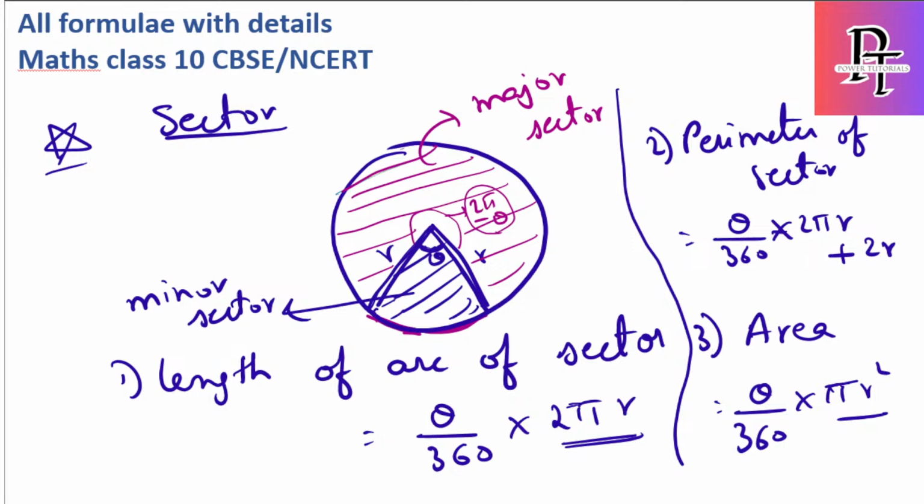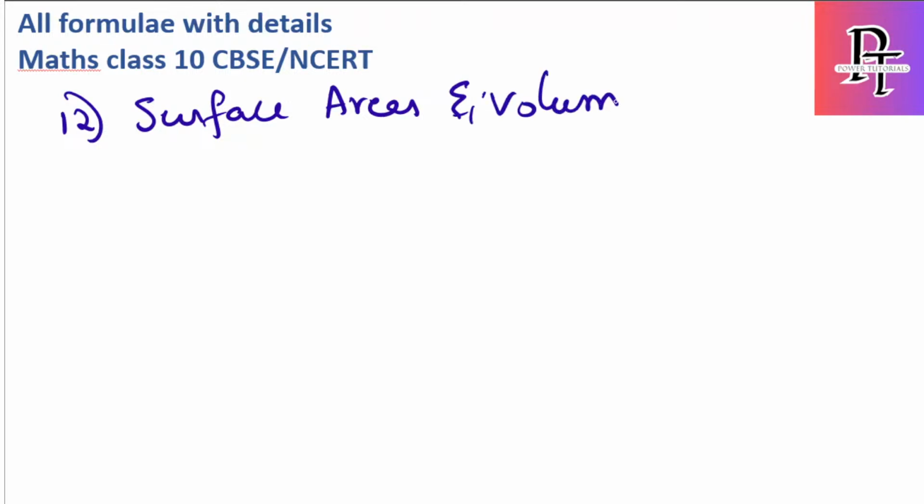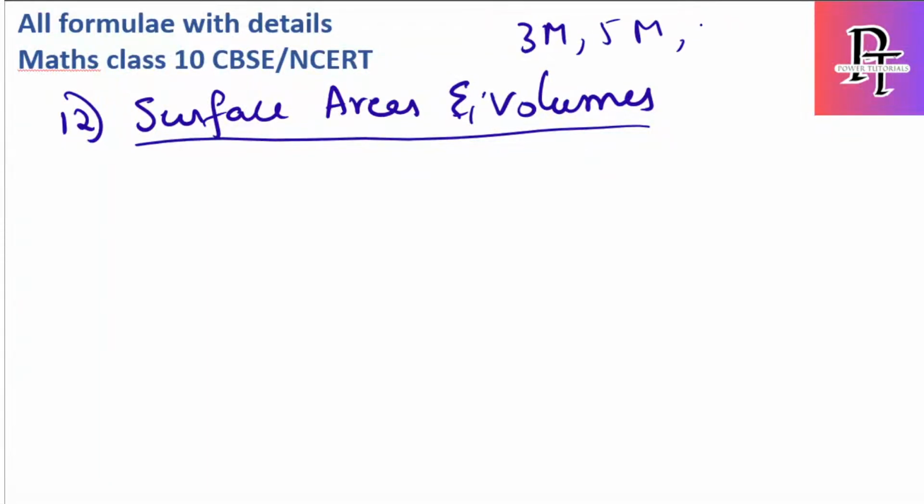Okay, let's go to the 12th chapter. In the 12th chapter we have so many formulas. I will write them one by one, which is surface areas and volumes. Even from this chapter the weightage is high, because you will get big 3 marks, 5 marks, or even case study questions can be from this chapter. So 1 mark, 2 marks have very less chances, but these chances are high. Case study is of 4 marks, I guess. Okay, so these 3 are important.